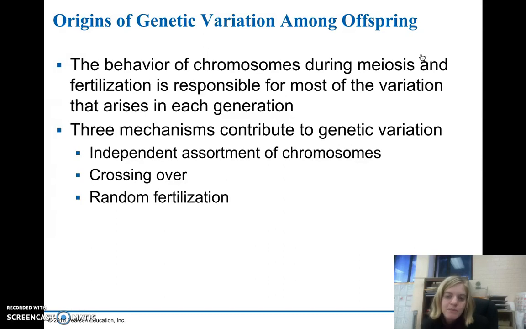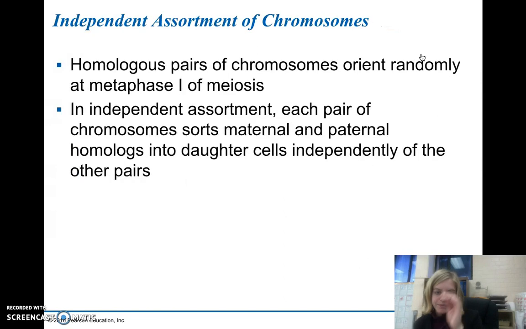And there's three major mechanisms that contribute to this variation. So first, we have the independent assortment of chromosomes. Second is crossing over, and the third is random fertilization. And we'll talk about each of those individually.